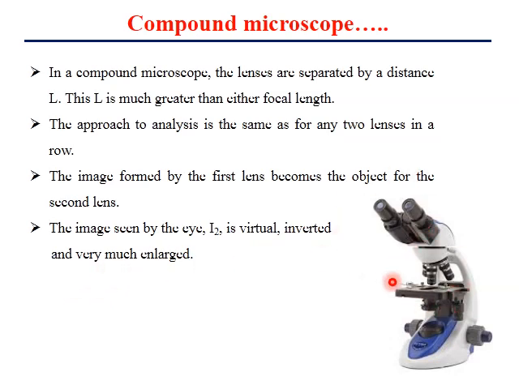And this is a picture of a compound microscope that we normally use. So the object is placed somewhere here, fine, and then it is observed through these lenses, here, fine. Okay.